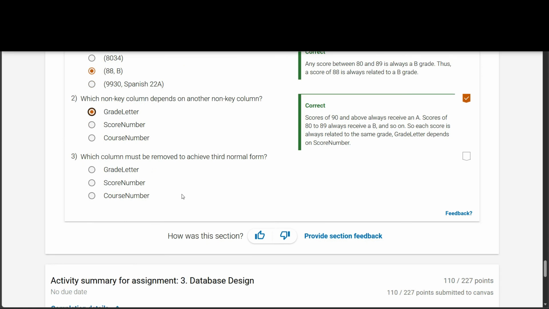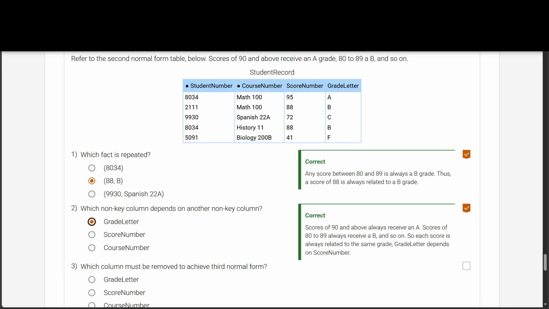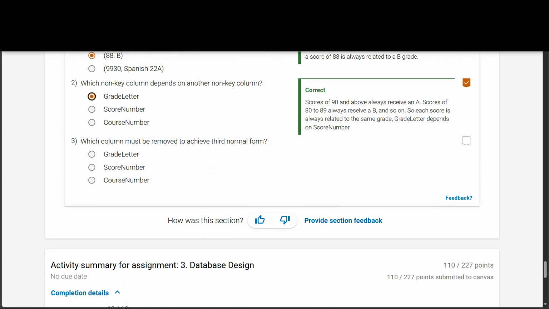So which column must be removed? If you chose score number, the only non-key column other than score number is grade letter. Each grade might be related to 10 different scores. So score number does not depend on grade letter, right? The grade letter has a range, and it's dependent on the score number, but the score number is not dependent on the grade letter.